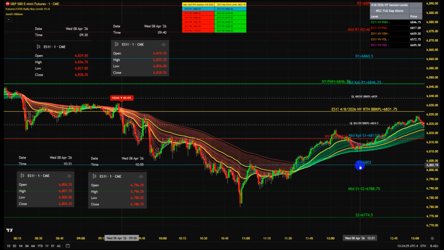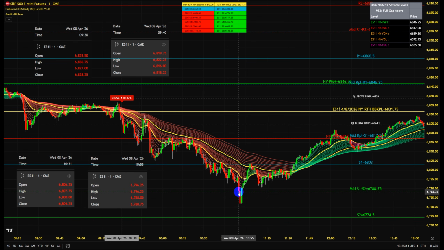Next, we have a hit of the S1 level. That happens at the 10:31 candle right here. And that is 68.03. So we have 68.2825 down to 68.03. So that's going to be 25.25 points times $50 a point for one regular E-mini, and that's going to be a profit of $1,262.50. Of course, that doesn't include any commissions and slippage.